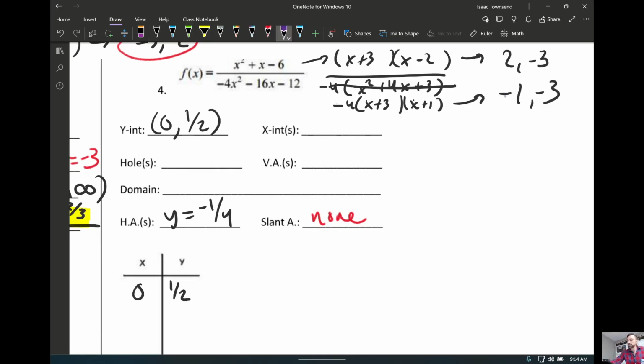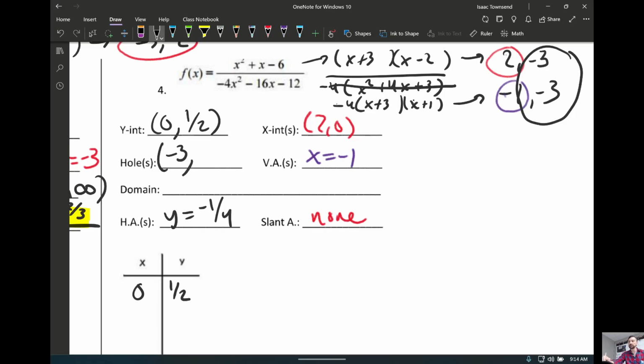Numbers that make just the denominator 0, vertical asymptotes, vertical lines. Numbers that make just the numerator 0 are x-intercepts, that's a point. And any numbers that make the numerator and denominator 0, I think this might be the first one we've seen of this today, but we practiced this a lot yesterday, or Monday. Any number that makes both the numerator and the denominator 0 is the x value of the hole.